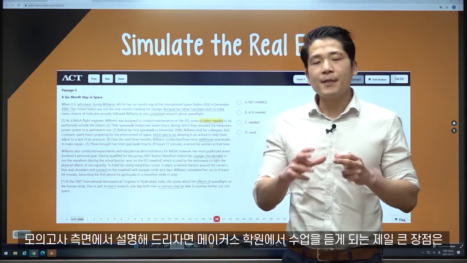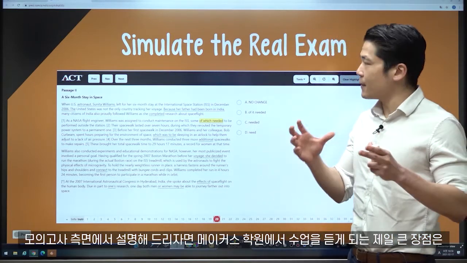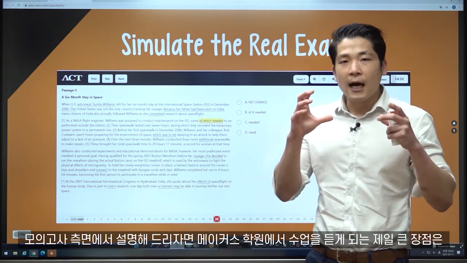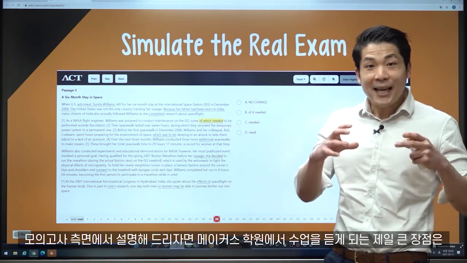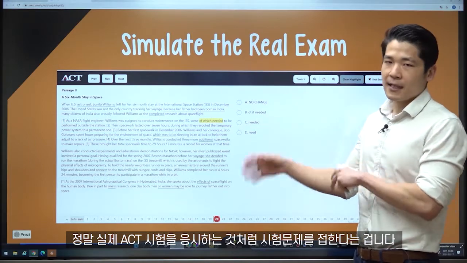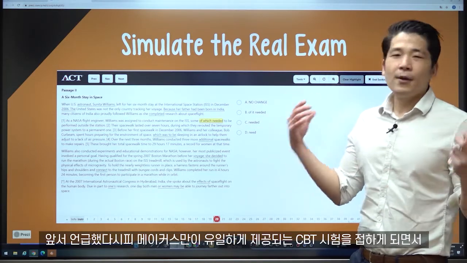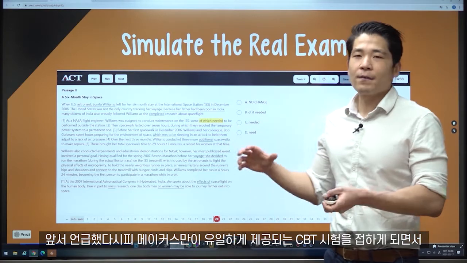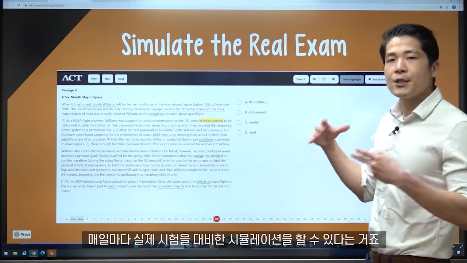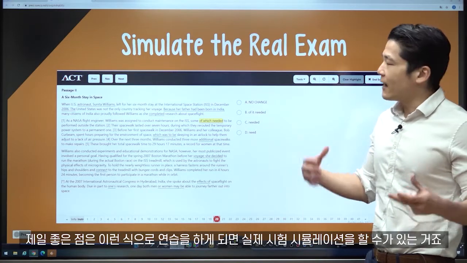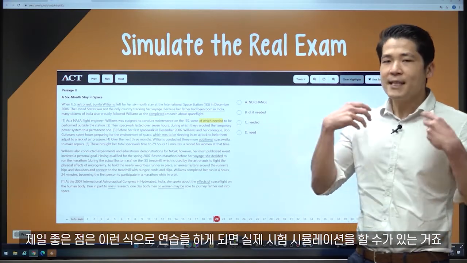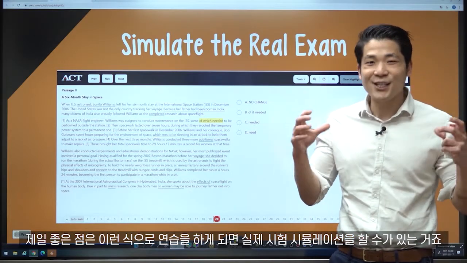Now, in terms of your mock exams, the wonderful thing about being a student at Makers is that you will be practicing just like the real test. We're the only Hagwon in Korea that offers computer technology that looks and feels just like the actual test. The benefit to you by practicing this way is you'll be simulating the actual test every single day.